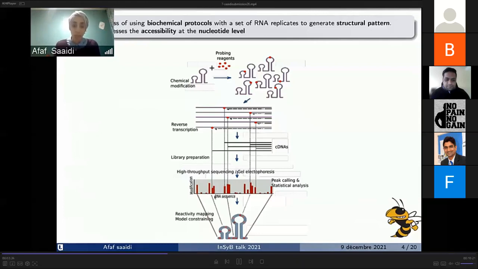What we can see here is that for some regions we don't have data. And this is one of the main issues of reactivity profiles, is that because of the complexity of the structure, some nucleotides are not accessible, so we don't have data for them.